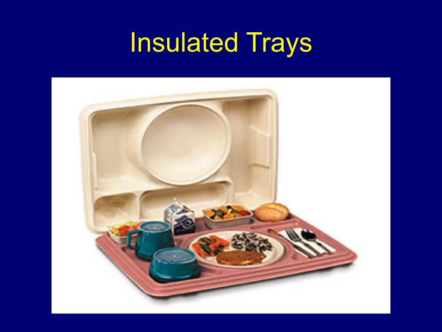So the next food delivery system we'll talk about are insulated trays. This picture shows an insulated tray. There are compartments in here that are designed to keep hot food hot and cold food cold. The food is put on the tray, the top goes over it, it's sealed, and then that tray is brought up to the floor.